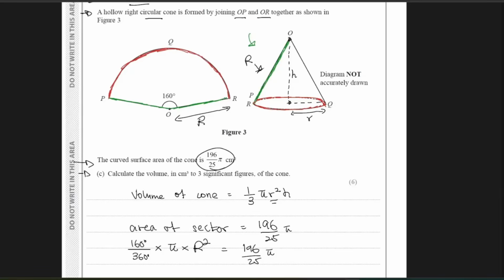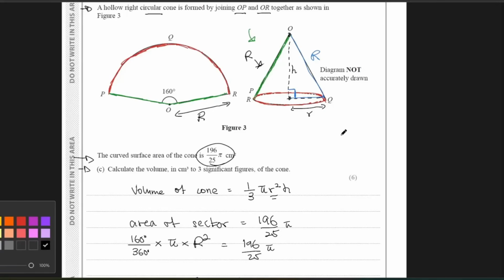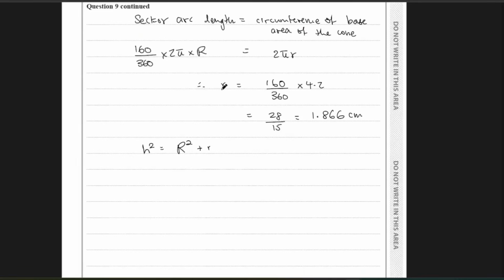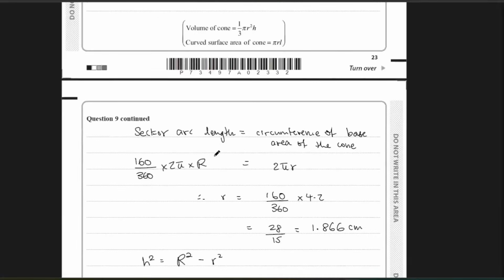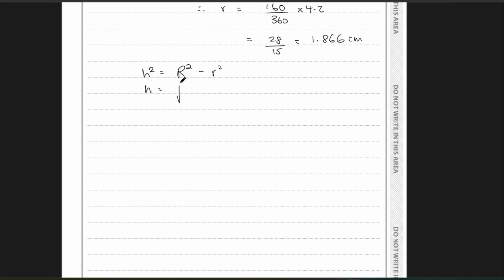To find the height, we can use the right triangle of the cone. So this is the right triangle. We know the radius, and we know the slant height. The slant height is capital R, the hypotenuse. We can form a Pythagoras equation. H squared is equal to the hypotenuse squared minus the other side squared, capital R squared minus r squared. So H is equal to the square root of 4.2 squared minus 28 over 15 squared.